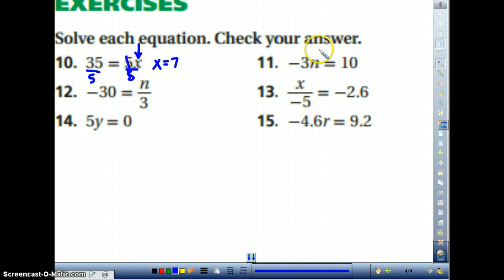Number 11, I want to solve for n. How do you undo multiplication by -3? Division by -3, that's right. These cancel each other out, and I'm left with n equals -10/3. If you wanted to write that as a mixed number, you'd call it what? 3 1/3.